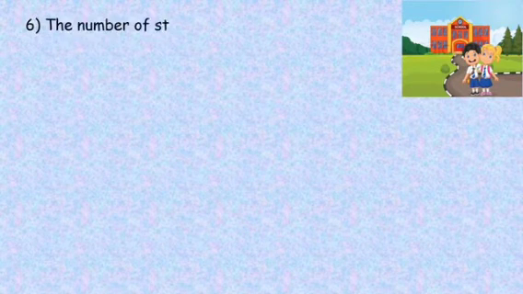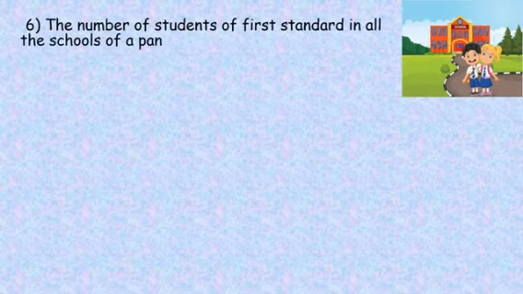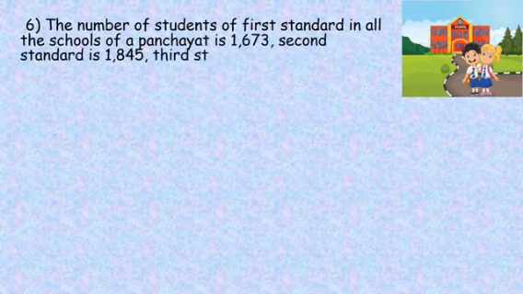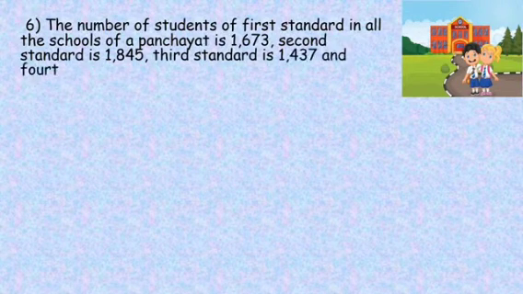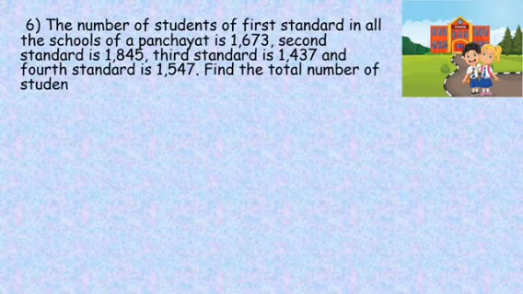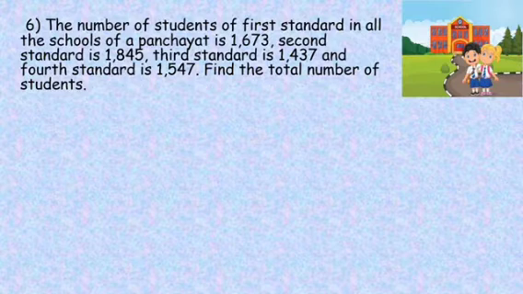So for the sixth problem, the number of students of first standard in all the schools of a panchayat is 1673, second standard is 1845, third standard is 1437, and fourth standard is 1547. Find the total number of students.